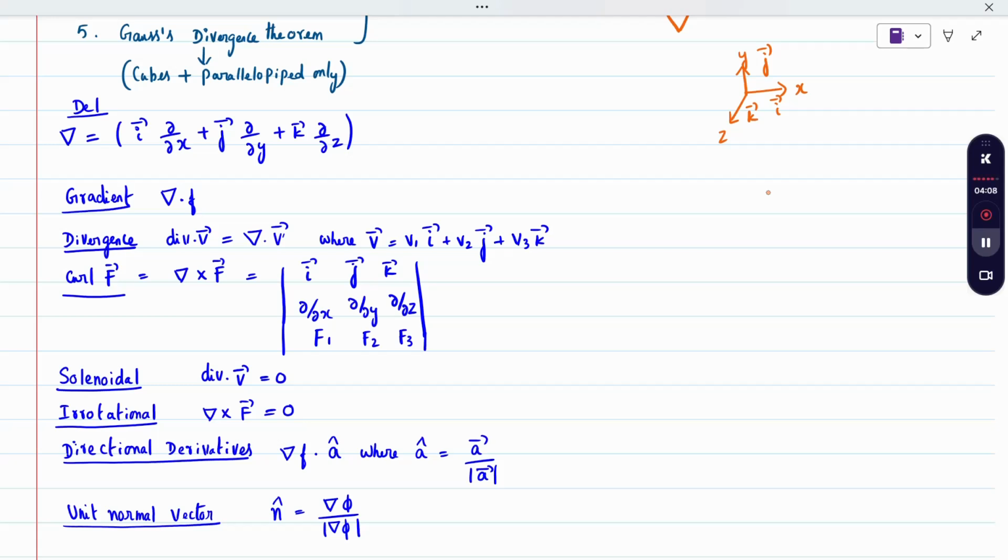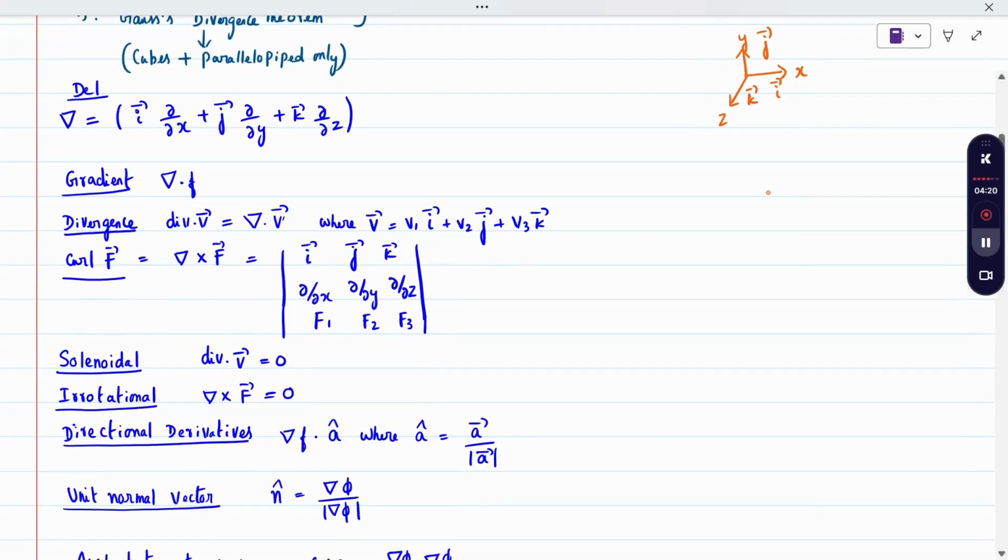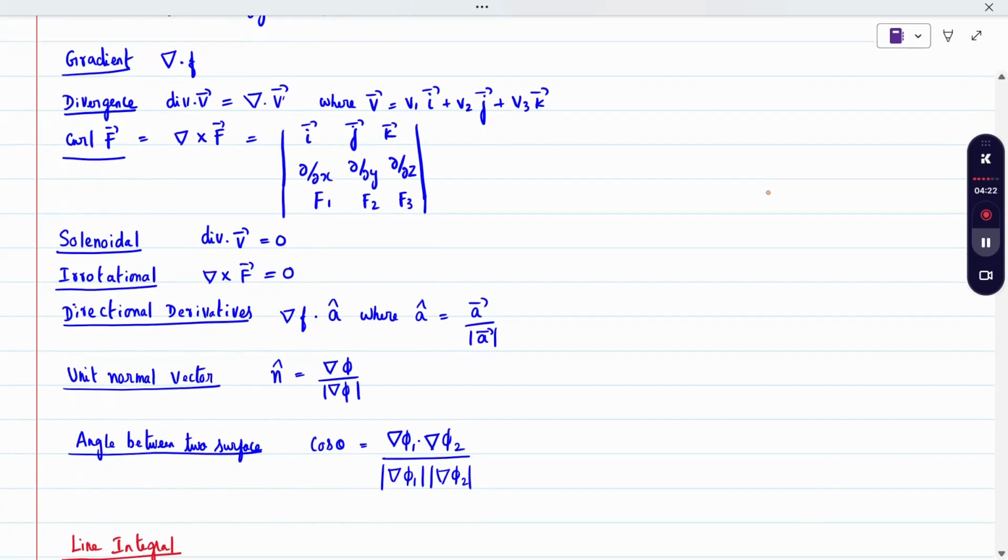In the same way, the unit normal vector is denoted as n cap. Phi will be given in the question, n cap is del phi divided by modulus of del phi. When we calculate, it is a unit normal vector. The angle between two surfaces: phi 1 and phi 2 will be given in the question. So when two surfaces are given, the angle we can calculate is cos theta equals del phi 1 dot del phi 2 divided by modulus of del phi 1 into modulus of del phi 2.